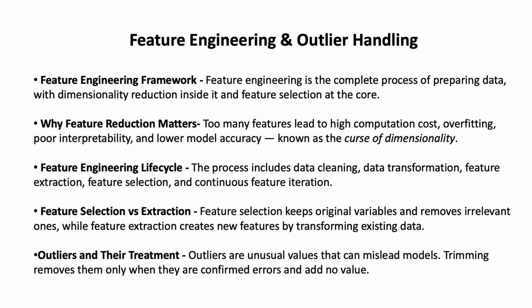Feature selection keeps the original values and removes irrelevant ones, while feature extraction creates new features by transforming or combining existing data. Finally, outliers are unusual values that can mislead models. Trimming removes these outliers only when we are confident they are errors and do not add any useful information to the analysis. So, let's open Jupyter Notebook and write some Python code together and bring the concepts of feature engineering and outlier detection to life.